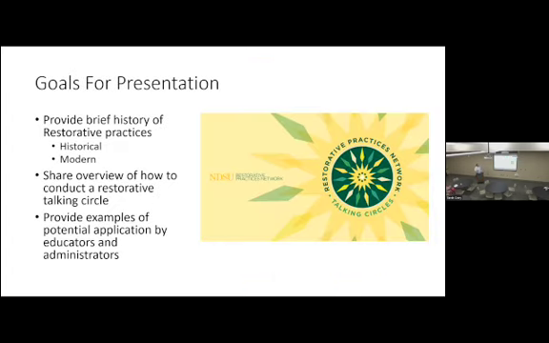Really briefly, my goals are to just give a little bit of history, both longer ago and more current, around restorative practices and how they've been used. Talk a little bit about the most common one that we use on our campus, which is talking circles, and then maybe provide some examples of how you might start to think about how to use these in your work.